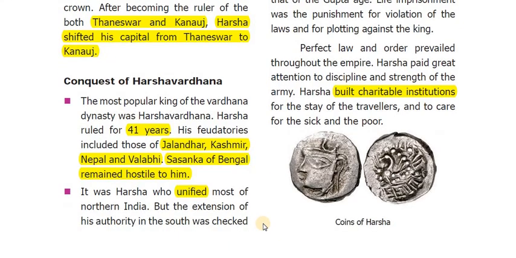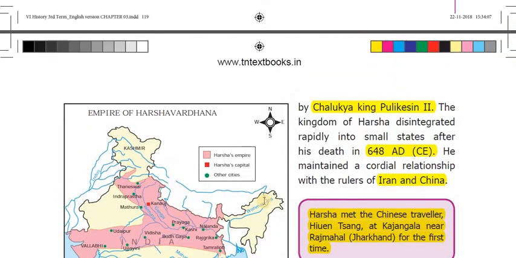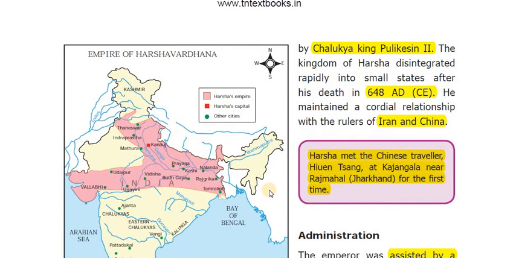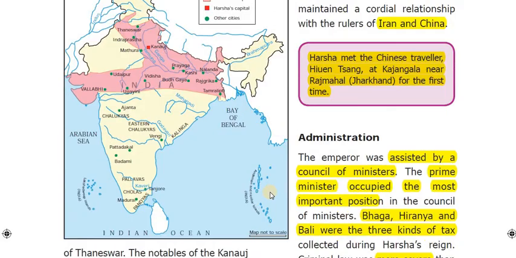It was Harsha who unified most of northern India, but the extension of his authority in the south was checked by the Chalukyan king Pulikesin II. The kingdom of Harsha disintegrated rapidly into small states after his death in 648 AD. He maintained a cordial relationship with the rulers of Iran and China. Harsha met the Chinese traveler Huen Tsang at Kajangala near Rajmahal, Jharkhand for the first time.